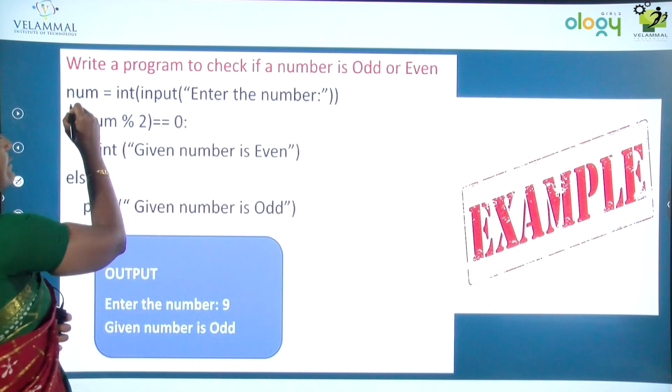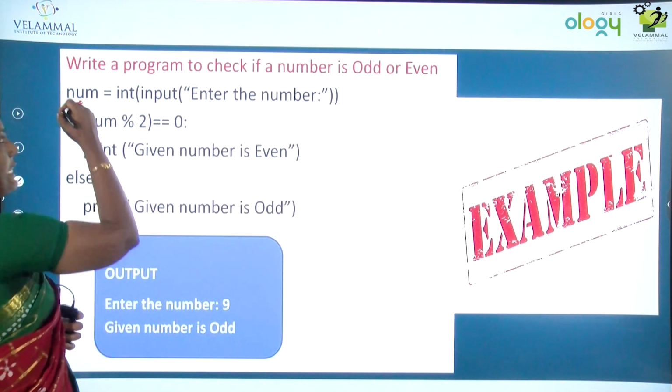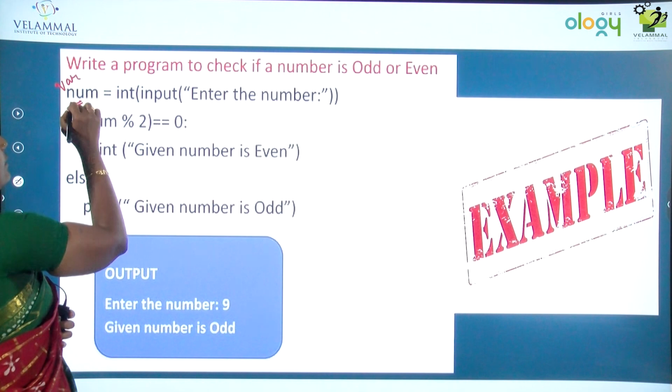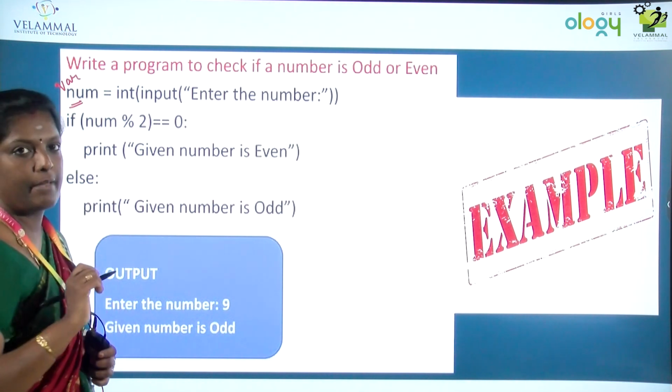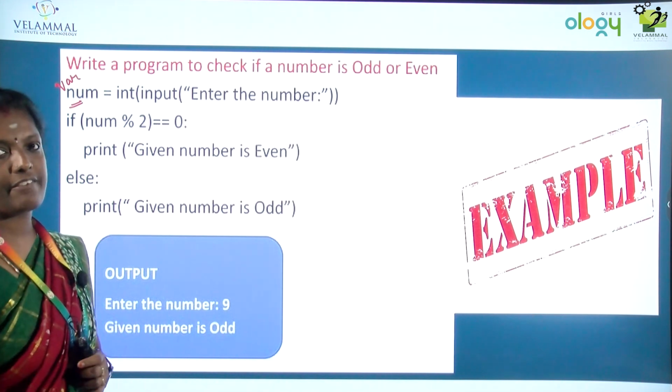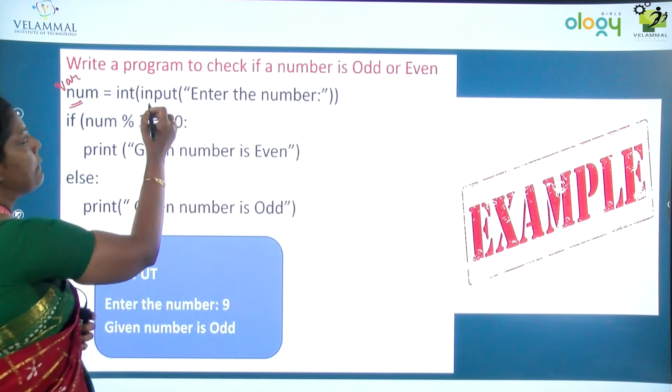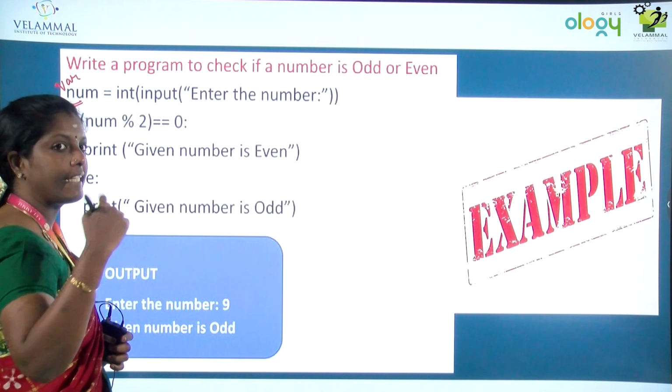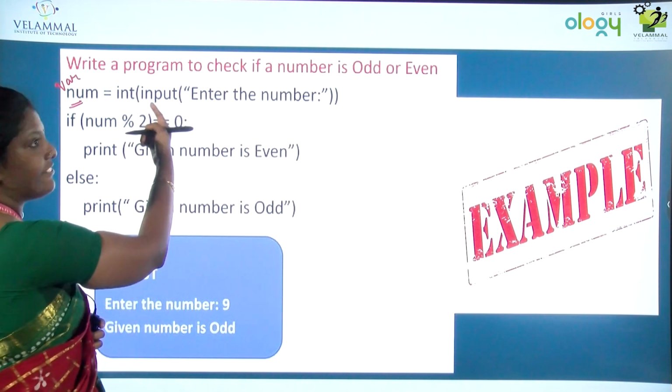You know what this is? These are variables. The variable name is num, N-U-M, num, right? In the previous slide we had I. Here we are having num. So how do you input from the user? You can get the input from the user, or you can declare it straight away also.